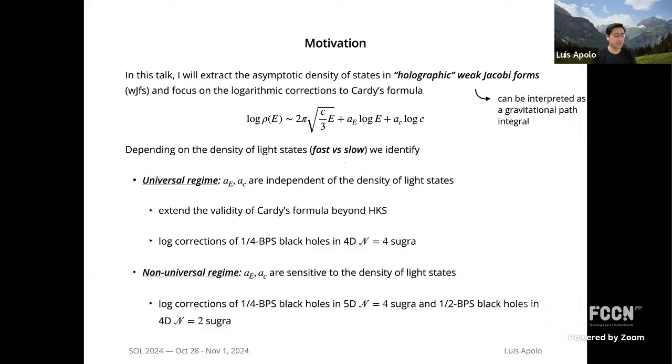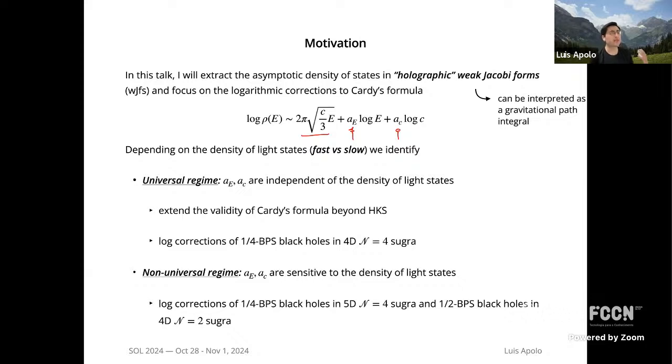So to summarize what I will tell you about today, I will extract the asymptotic density of states of what I will call holographic weak Jacobi forms. So these would be Jacobi forms which I can interpret as a gravitational path integral. So that's what I mean by holographic. And I will focus on the logarithmic corrections to Cardy's formula, and I will show the following. So the log of the density of states is going to be given by an expression that is Cardy's formula here, and there's going to be logarithmic corrections. And the goal is to determine these two coefficients, A_E and A_C.